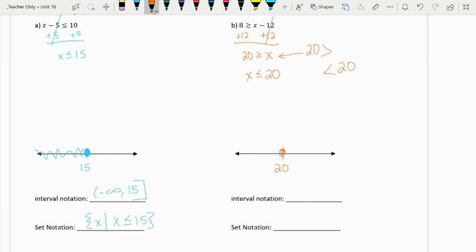So we would have a closed circle shaded to the left. Our set notation is x such that x is less than or equal to 20. And our interval would be negative infinity to 20 with a bracket.